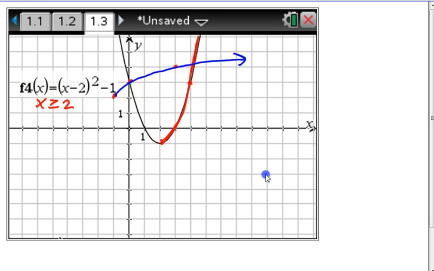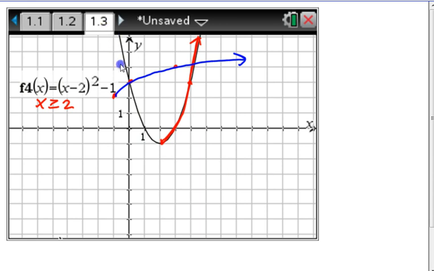Okay, and you can see that the red shaded part of the graph and the blue shaded part of the graph are inverses of each other. So sometimes you have to limit the domain of the original function in order for the function to have an inverse.